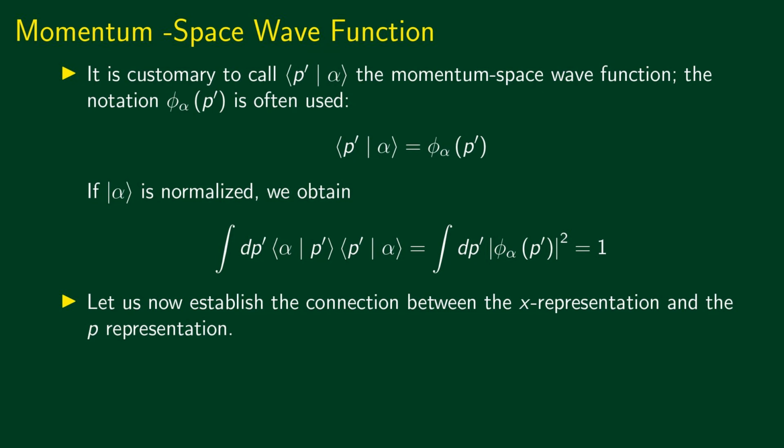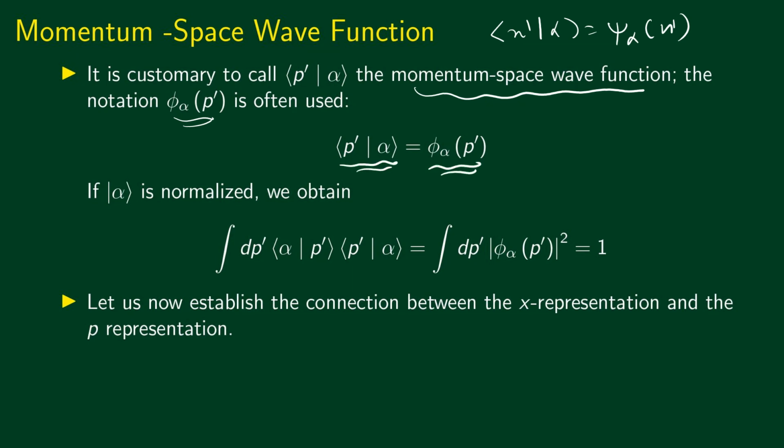It's customary to call bra p prime ket alpha the momentum space wave function, and the notation we use is phi alpha of p prime. For the position space wave function, the notation we used is bra x prime ket alpha is psi alpha of x prime. For the momentum space wave functions, we use phi alpha of p prime. So bra p prime ket alpha is written as phi alpha of p prime. This means that corresponding to every p prime, this function returns a complex number. This complex number will allow us to calculate the probability for measuring the momentum in a specific small interval.